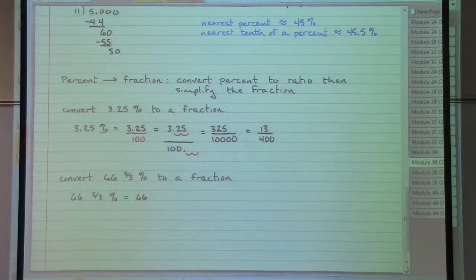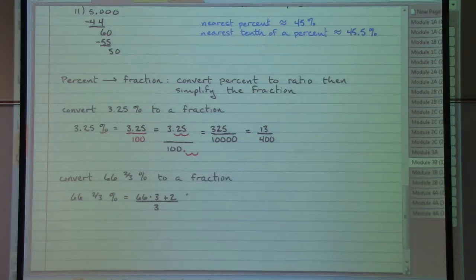We take the whole number part times the denominator. We add on the numerator. The denominator stays the same as it was. We still haven't touched the percent symbol here, so we're waiting to deal with that for just a moment. What we end up with is a 200 over 3, and there's that percent symbol that we still have to work with.